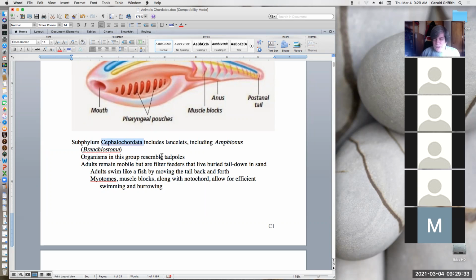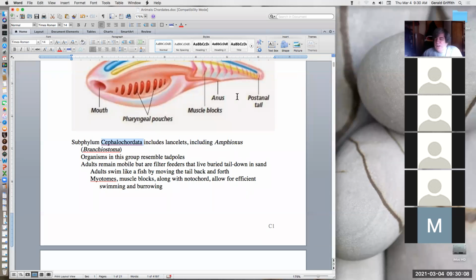Branchiostoma is kind of the older name, but that's still around. And these organisms resemble long, skinny tadpoles. The adults can move around, but they generally don't. They're another type of filter feeder. Remember, we talked about some of the Protista that were filter feeders. We also talked about some organisms like clams and sponges and coral that were filter feeders. So this is another example of a filter feeder.